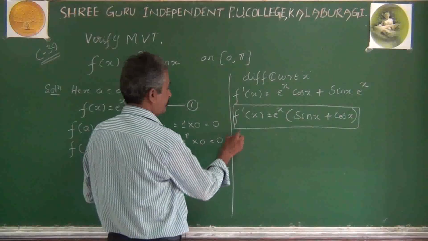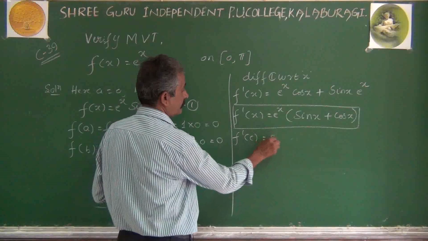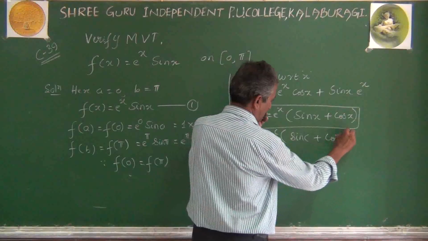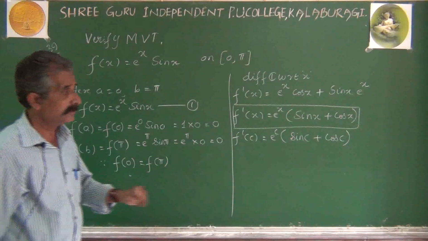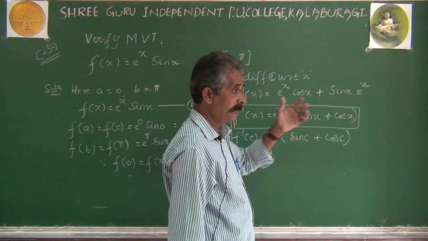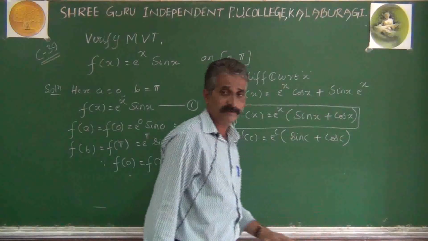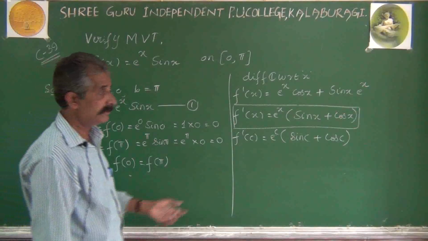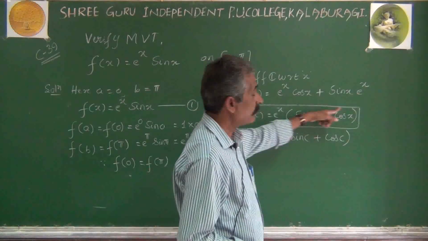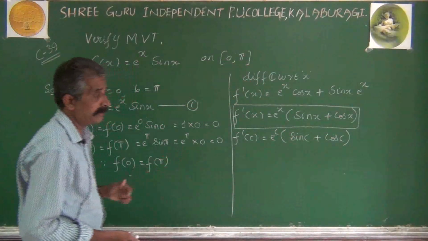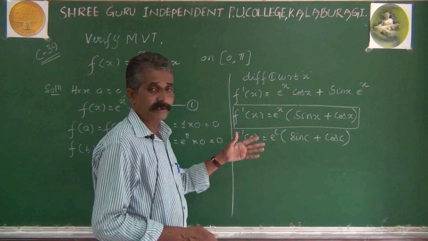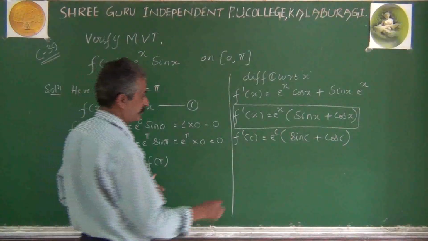Next we also write f dash of c. F dash of c equals e power c into bracket sin c plus cos c. Since sin x and cos x are always well defined in their domains, they are always real numbers, and moreover e power any real number is again a real number. That means this total right hand side is a perfect real number for any value of x in this interval. So what we can say is that clearly f dash x exists.